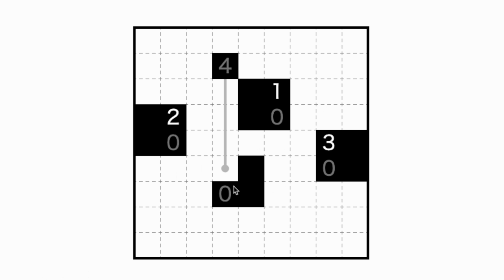But let's scan around to see if there's anything more that is forced, and there is. This 2 can't move east anymore because it would run into that line. So we need to take it north, like so.